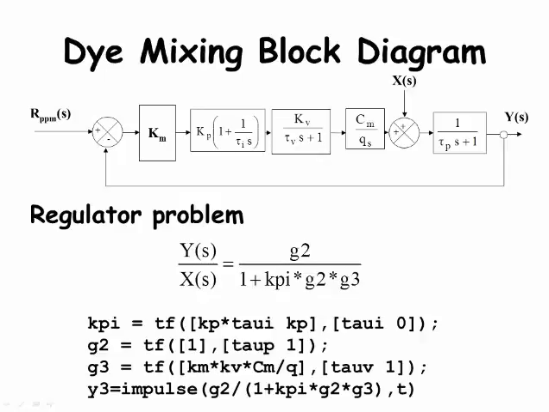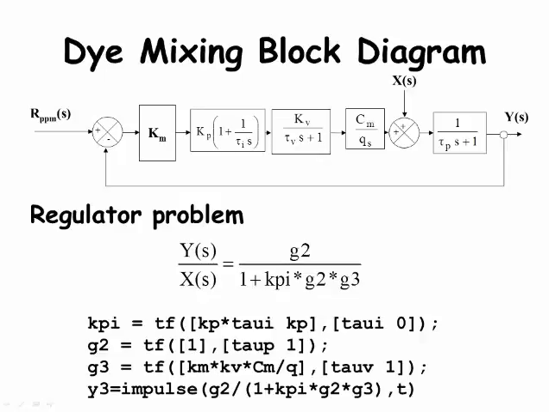Here is the regulator problem, transfer function, and a few MATLAB commands. The first MATLAB command defines the transfer function for proportional plus integral control. The second MATLAB command is the transfer function describing the dye concentration in the tank. The third MATLAB command defines the transfer function for the Km transform, the actuator, and the conversion term Cm over Q.